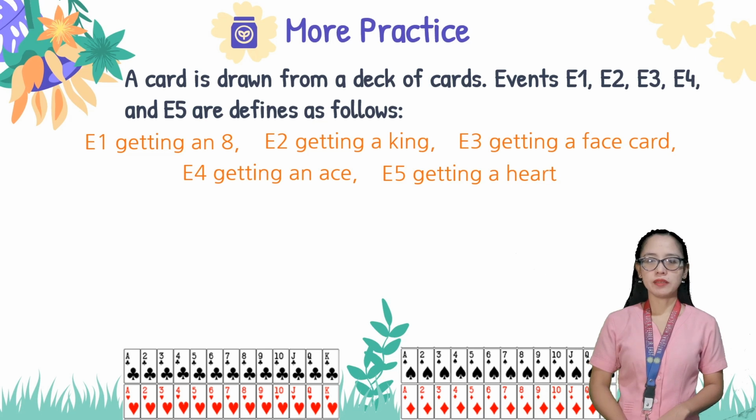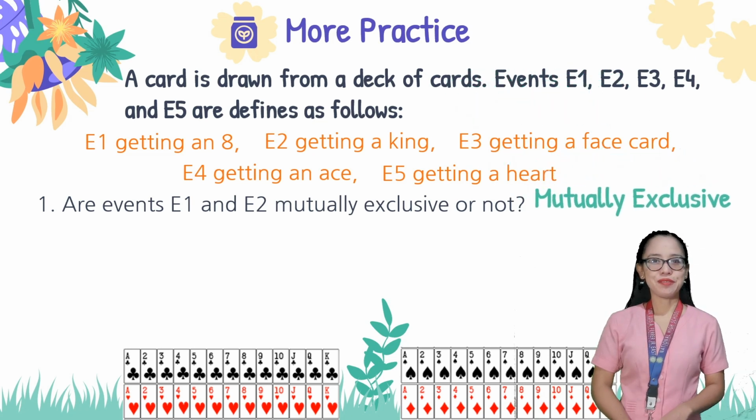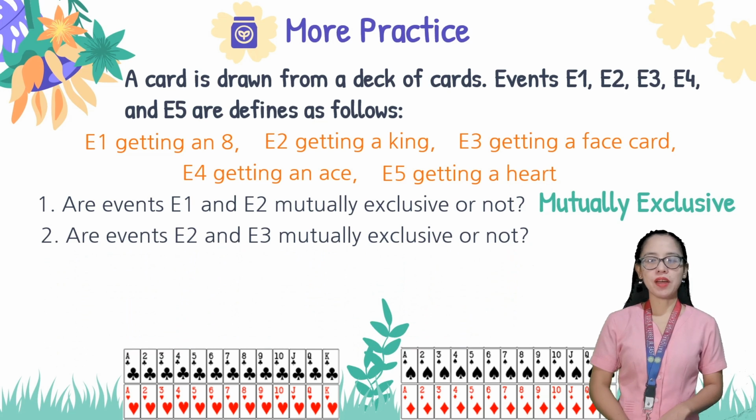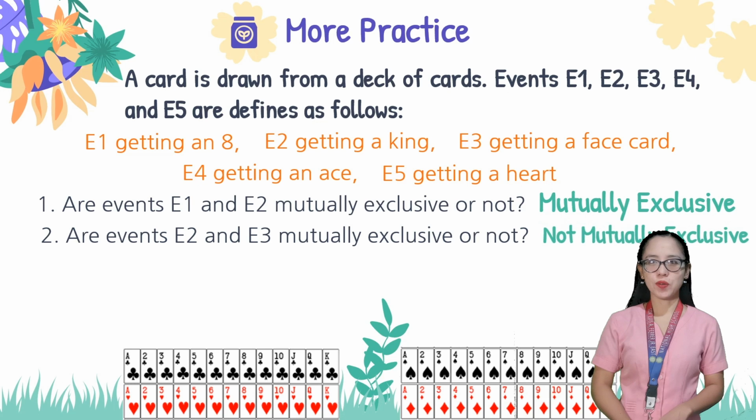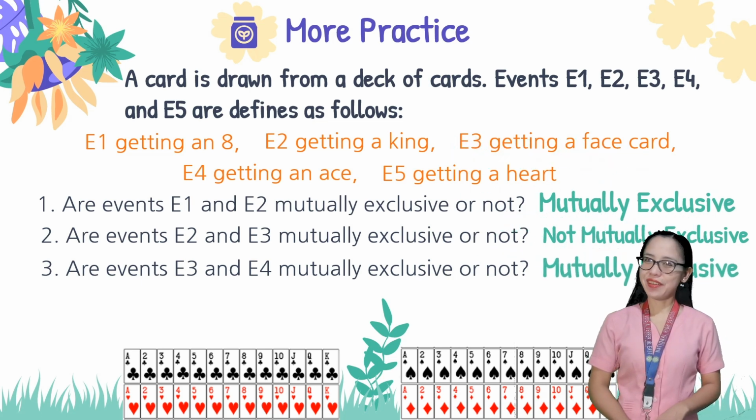Let's have number 1. Are event 1 and event 2 mutually exclusive or not? It is mutually exclusive event. Number 2. Are event 2 and event 3 mutually exclusive event or not? This is not mutually exclusive event. Number 3. Are event 3 and event 4 mutually exclusive event or not? This is mutually exclusive event.